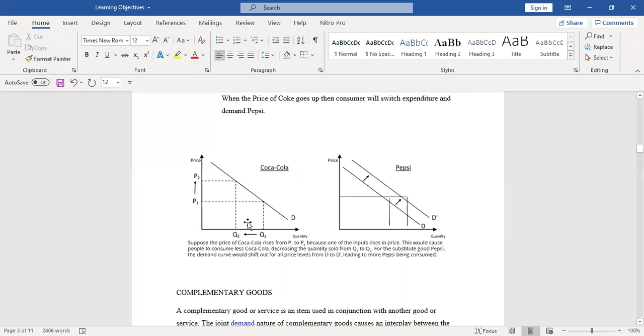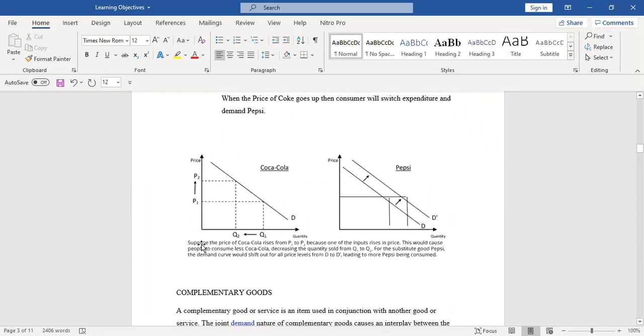So the price of Coke has gone up, causing people to demand less Coke. They're not going to stop buying Coke altogether, but some people are going to demand less Coke. So there's going to be a contraction in quantity demanded of Coke, which will be a movement from Q1 to Q2. Now let's look at the price of Pepsi. Did the price of Pepsi change, guys? The price of Pepsi remained the same. And because the price of Pepsi remained the same, consumers are going to buy less Coke and more Pepsi.